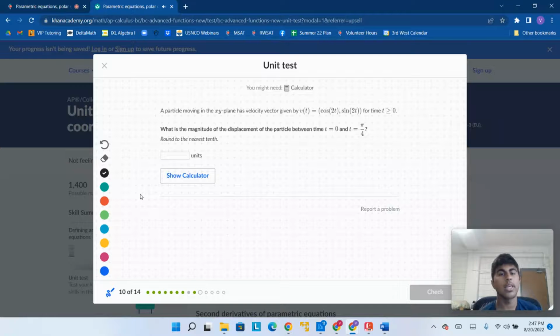A particle moving in the xy plane has a velocity vector given by v of t equals cos 2t, sine 2t, for time t greater than or equal to 0. What is the magnitude of the displacement of the particle between time t equals 0 and t equals pi over 4? Round to the nearest tenth.